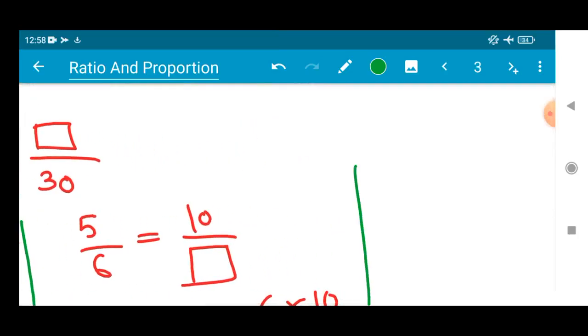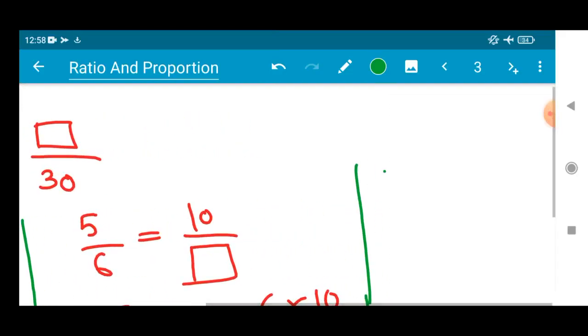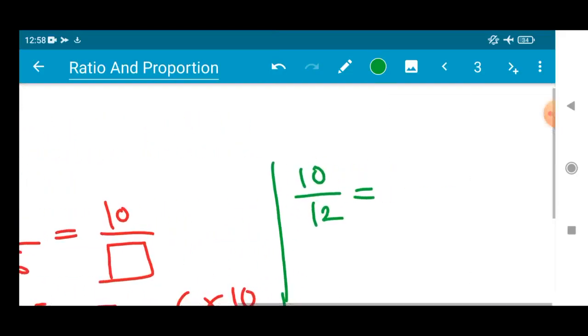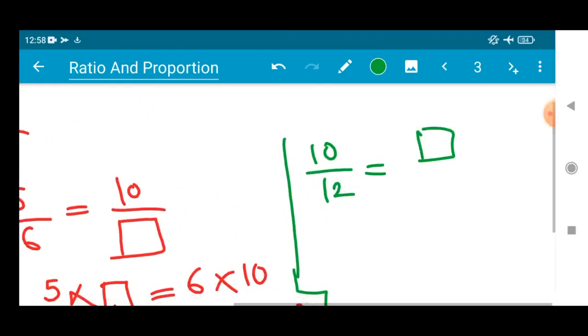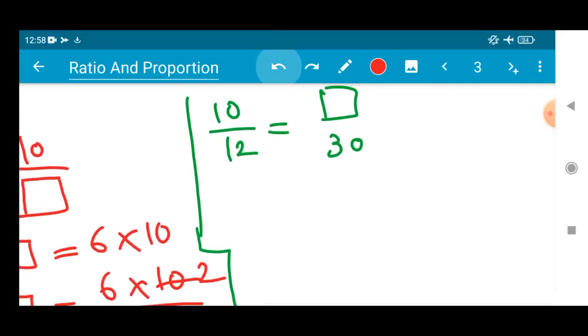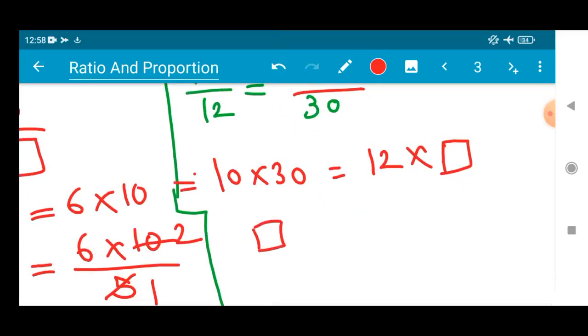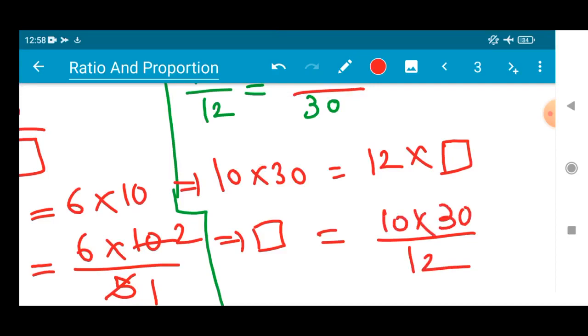Okay, the final one is left out there. Let us find that also. So 10 divided by 12 is equal to box divided by 30. Let us do the cross multiplication here. That is 10 into 30 is equal to 12 into box. Now the box should be found. Whoever is with the box will act as a denominator, and the pair of numbers that are not with the box will be in the numerator.